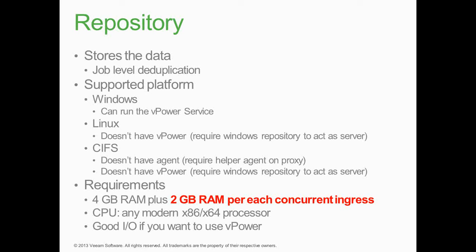You can run the vPower service on it. If it's Linux, it probably doesn't have vPower. It requires a Windows repository to act as a server. Now, vPower is a technology by Veeam, which gives you features like instant VM recovery, where you can restore your failed virtual machine in just a few minutes. You don't have to wait for multiple hours until your recovery is completed. It also gives you other functionality like SureBackup, universal application item level recovery, and things like that.